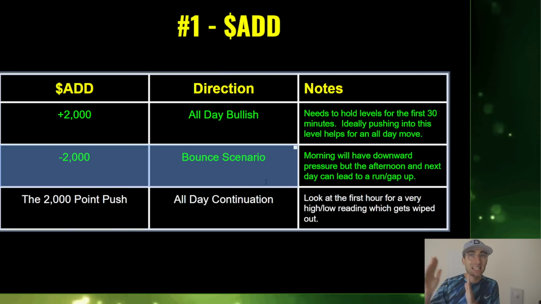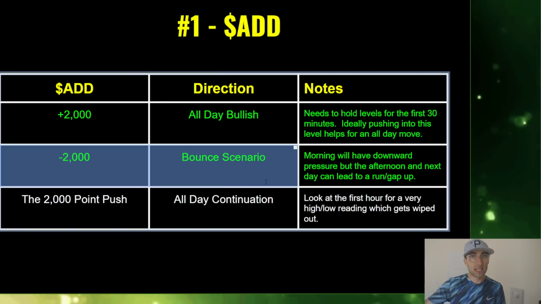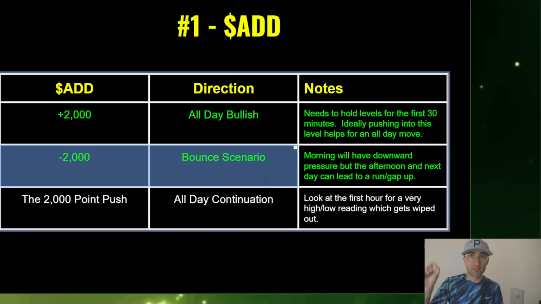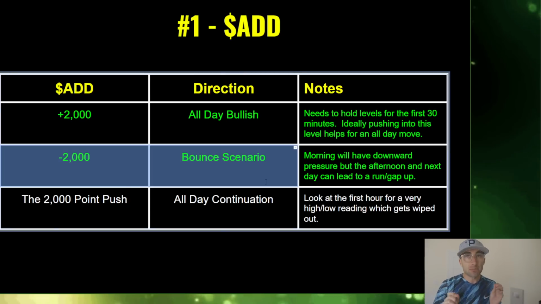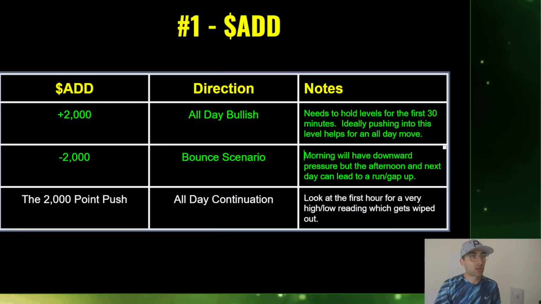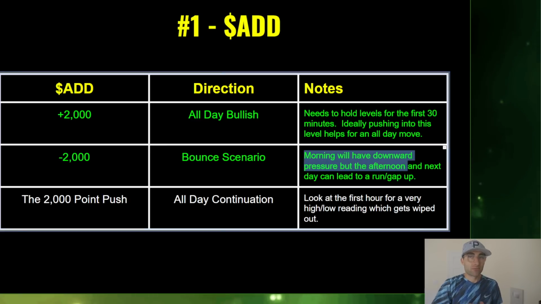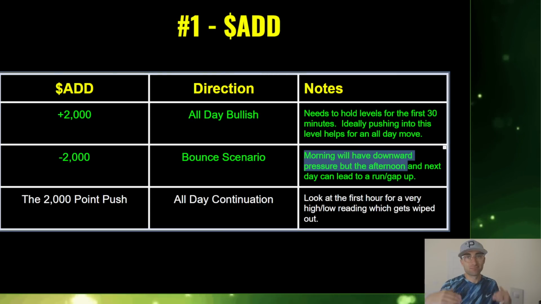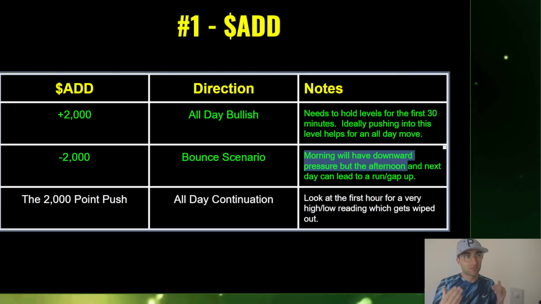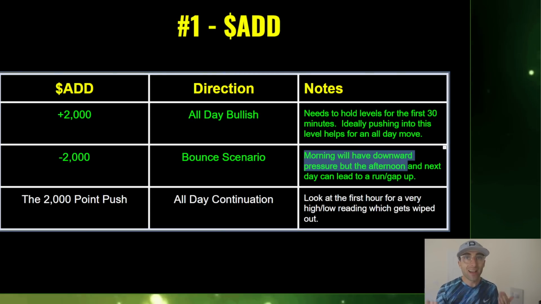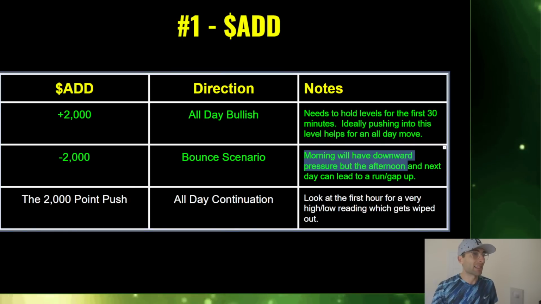Typically what I see is in the afternoon, a secondary run happens. It's very bullish. And then a gap up the next day. But in the morning, that downward pressure will last throughout the whole morning typically. So when you see a negative 2,000 day, just wait till the afternoon, buy the dip. You have a very high chance of getting a gap up the very next day.